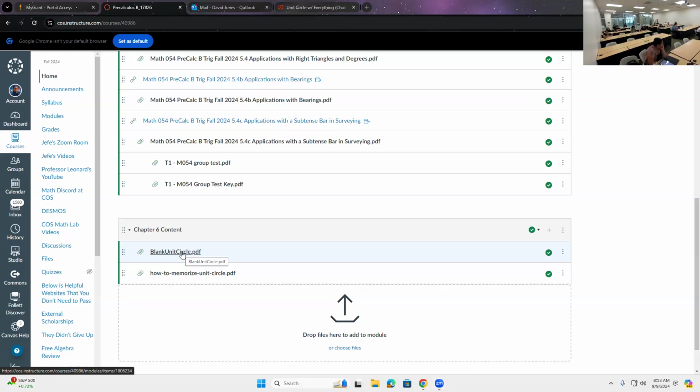All right, so we've got 2 sections today. We're doing 6.1 and 6.2 because they're kind of related, and 6.2 is actually fairly short compared to 6.1. So 6.1 is on the radian measure.